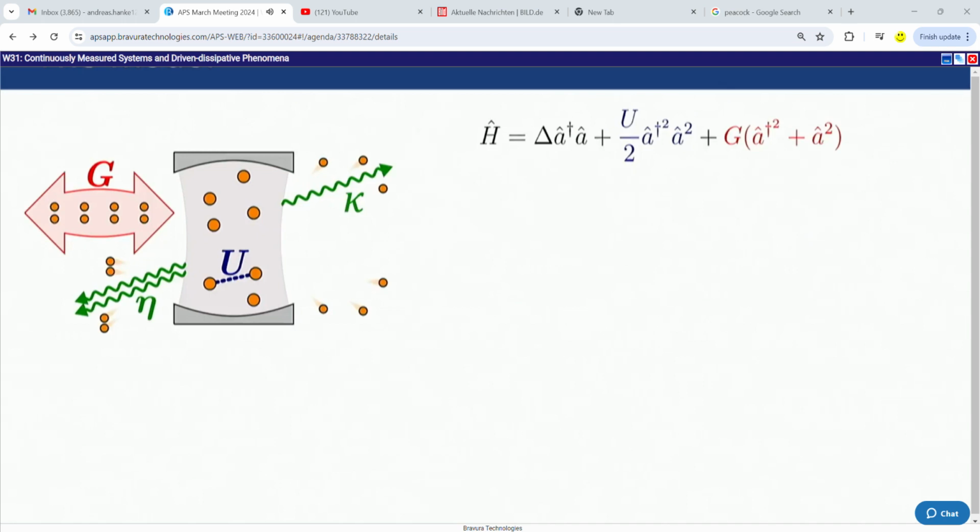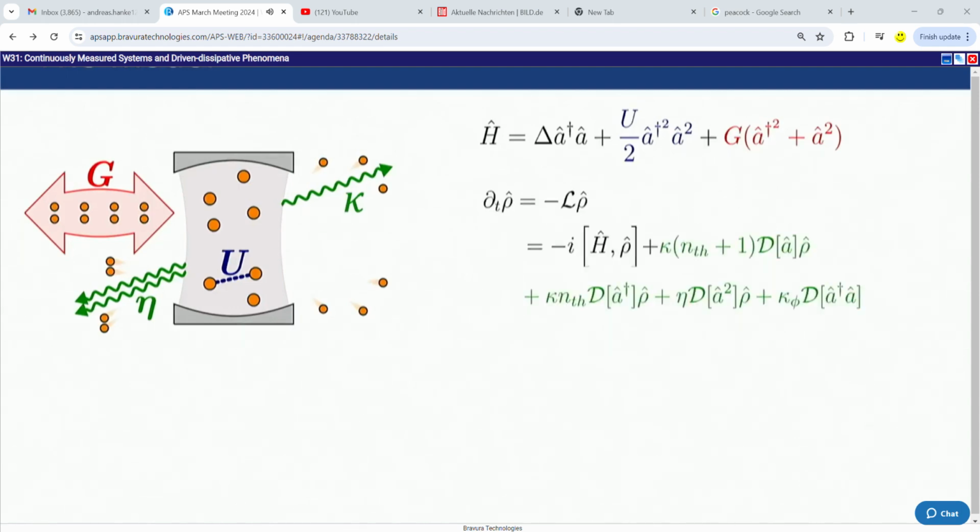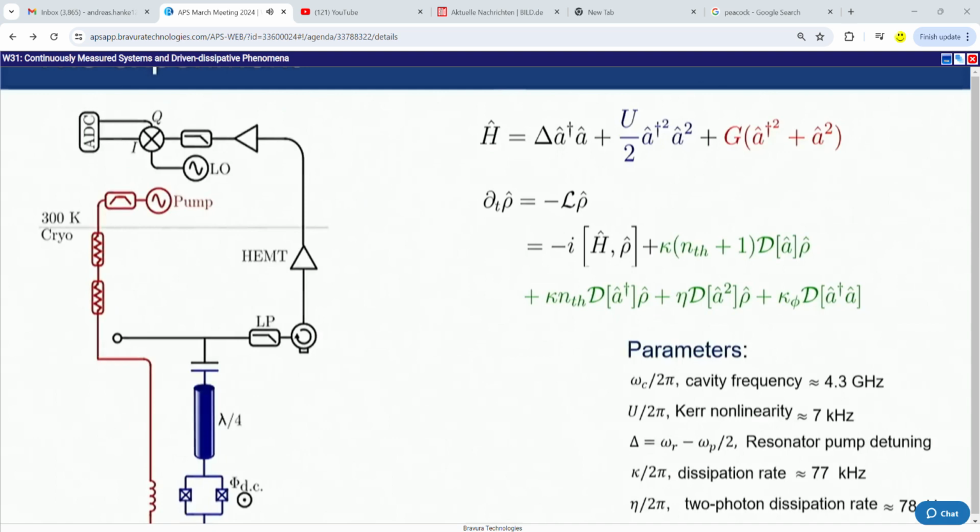The model that we're considering is a cavity that has a certain nonlinearity U and is subject to a two-photon drive G. It also has a single-photon dissipation rate kappa and a two-photon dissipation rate eta. And in practice, this is how it's implemented.